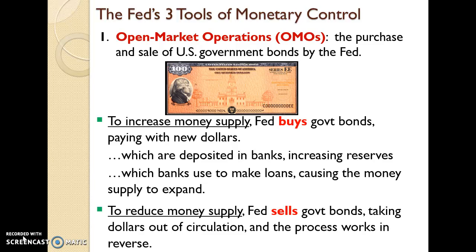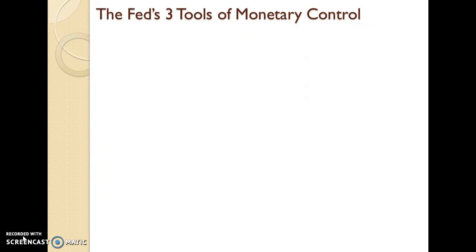As I just said, to increase the money supply, the federal government buys government bonds back from the people, and they would issue new dollars to people, which they would then deposit in banks, which would increase the reserves of the banks. Banks could use that money to make loans to other people, which expands the money supply. The opposite of that, to reduce the money supply, is that the Fed could sell government bonds. That money would be taken out of circulation, and the process works in reverse.